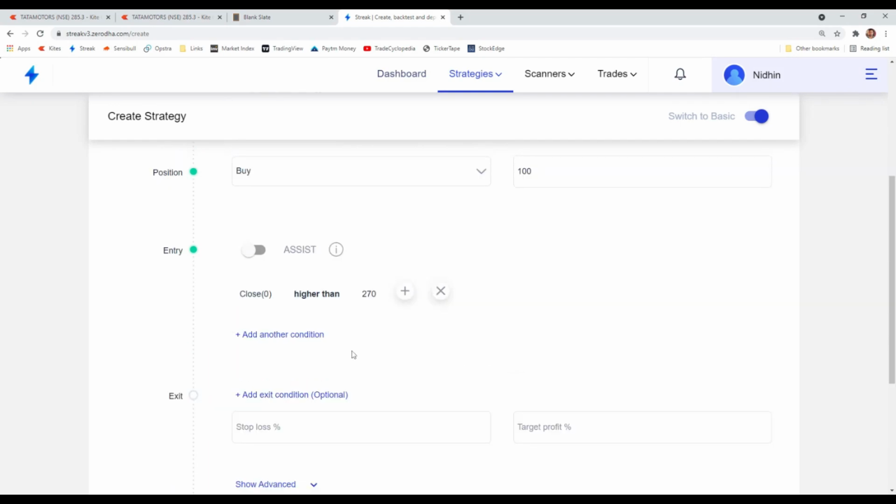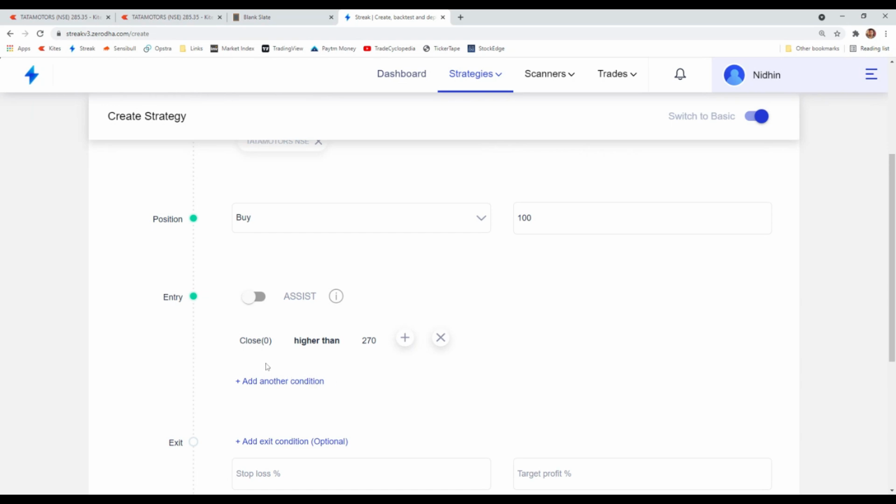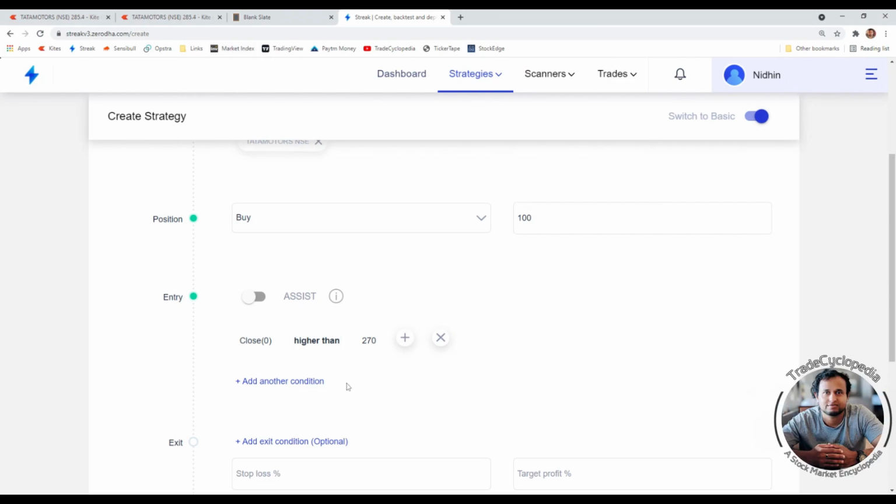Okay. And if I'm deploying this strategy through the live market, then my order will get immediately executed at 285 rupees, because Tata Motors is now trading at 285, which satisfies this condition. The 5 minute close of Tata Motors will of course be higher than 270, because now it's trading at 285. But I really don't want that to happen.